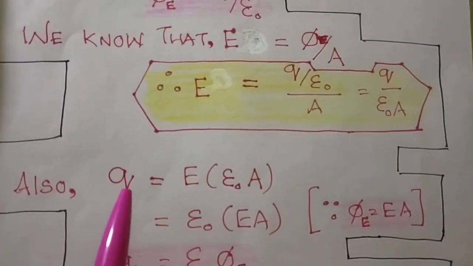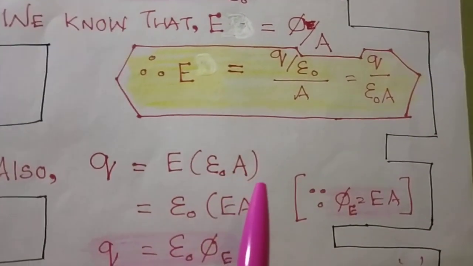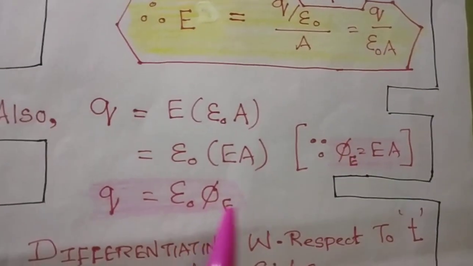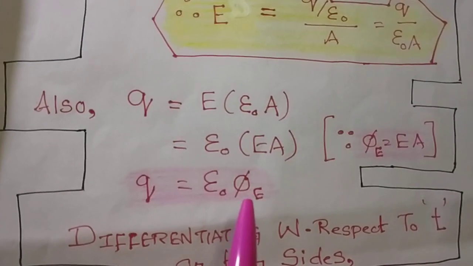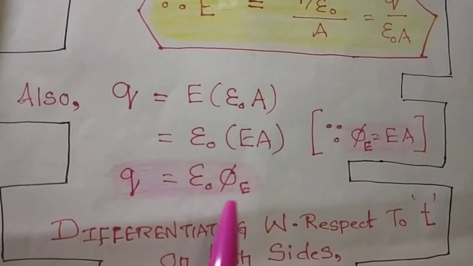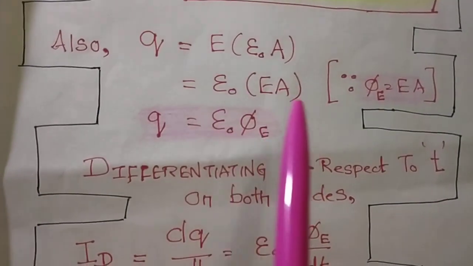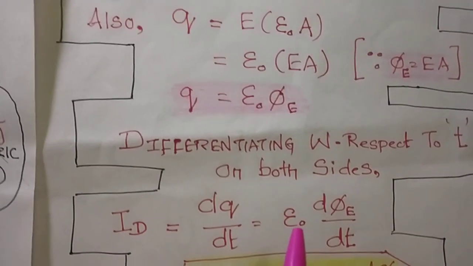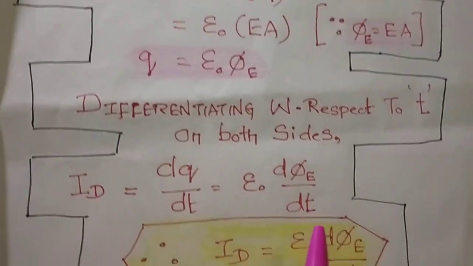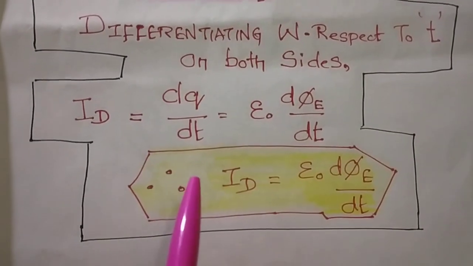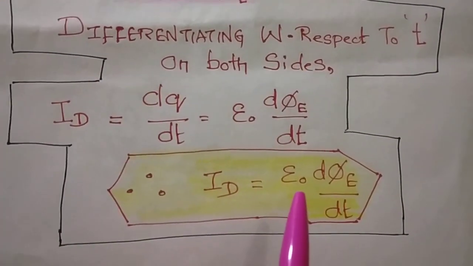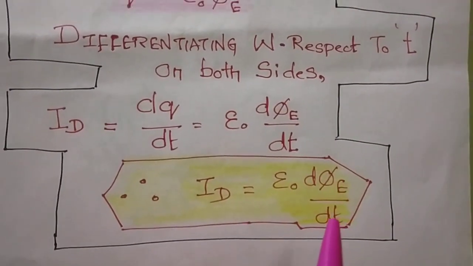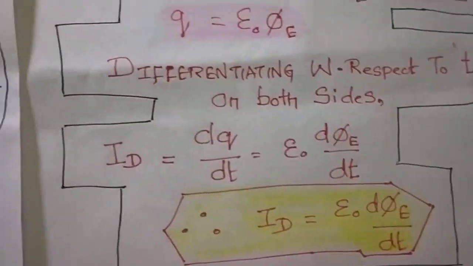Cross multiplying, we get Q is equal to E into epsilon naught A. We know that E into A is called electric flux. So in place of this, we are replacing that by electric flux phi suffix E. Now differentiating this equation on both sides, we get dq by dt equals epsilon naught, a constant, times d phi E by dt. So dq by dt is nothing but the displacement current, which is also equal to epsilon naught into d phi suffix E by dt. I think you must have understood.